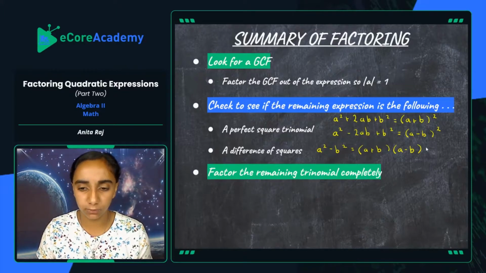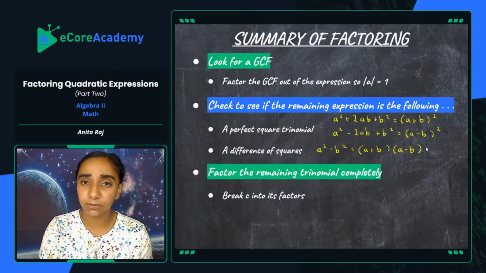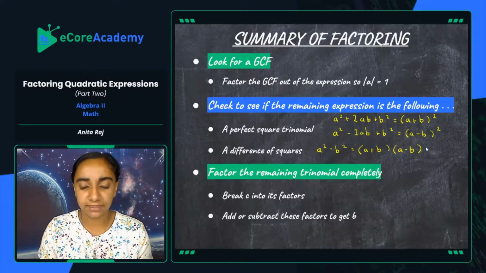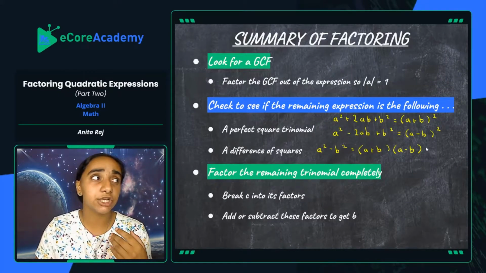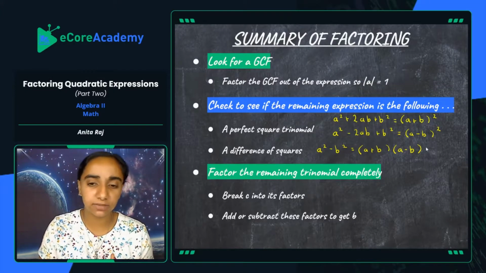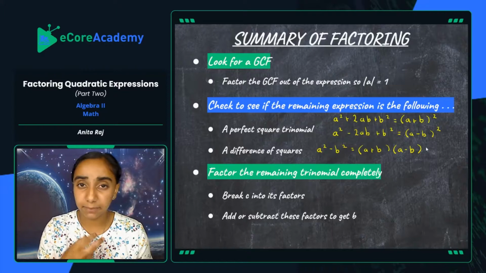as you normally would. You want to take C, whatever C is, and break it into its factors, and then you want to add or subtract these factors to get B. So you run through your factors for C, and you see, do I need to change any of these signs to a positive sign or a negative sign? Do I have to add or subtract these factors so that I can get my B value?